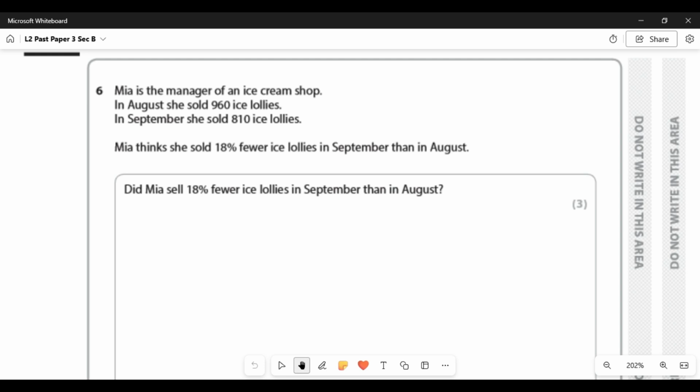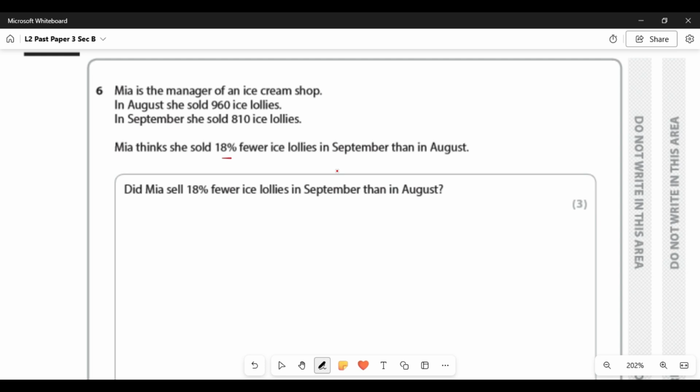Question 6. Mia is the manager of an ice cream shop. In August, she sold 960 ice lollies. In September, she sold 810 ice lollies. Mia thinks she sold 18% fewer ice lollies in September than in August. Did Mia sell 18% fewer ice lollies in September than in August? 3 marks for this question. Hopefully you've noticed that this is obviously to do with percentage, and also there's a change happening in this question as well.